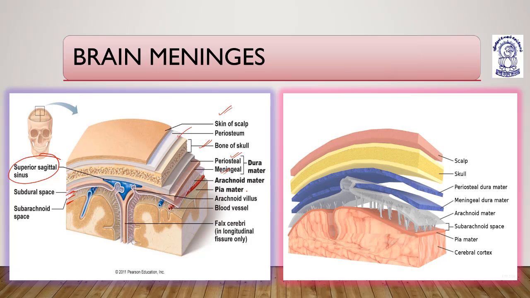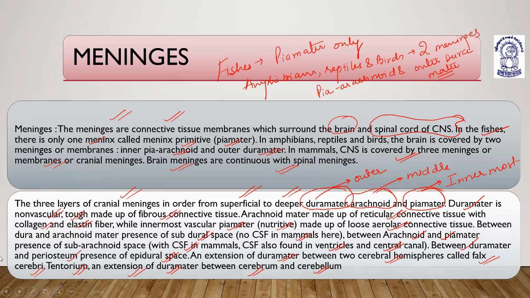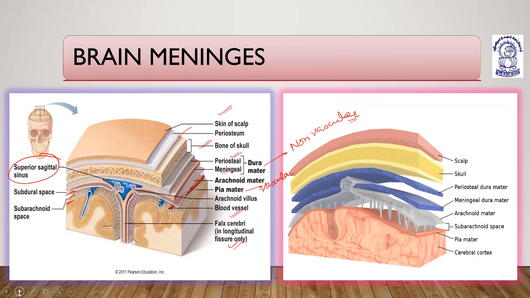Pia mater is non-vascular. Falx cerebri is the extension of pia mater between two cerebral hemispheres in the longitudinal fissure only. Sorry, extension of dura mater, not pia mater, extension of dura mater.